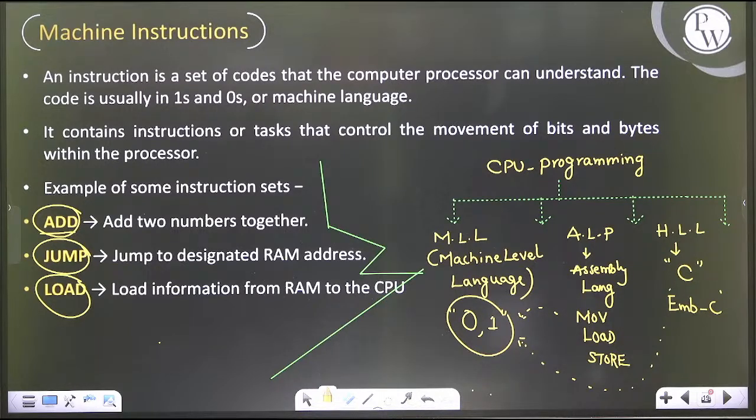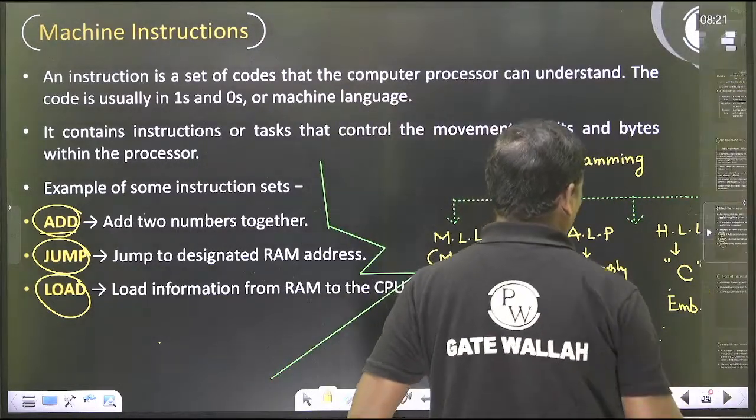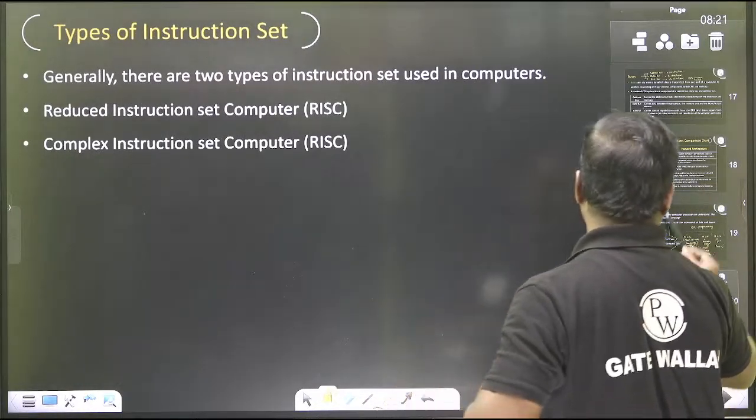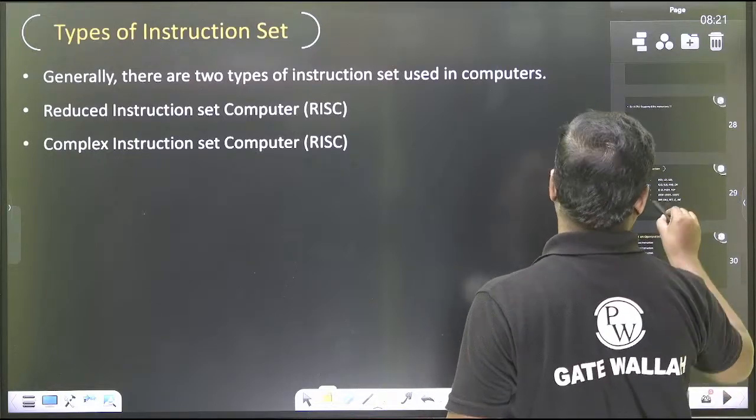Please use common sense, beta. Add comes under arithmetic. Jump comes under branch. Load comes under data transfer. ये तो बेसिक है ना. इंस्ट्रक्शंस का क्लासिफिकेशन आपको बेसिक पढ़ चुका है ना. तो see here, इसके पहले, see.